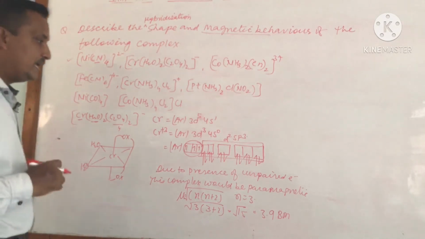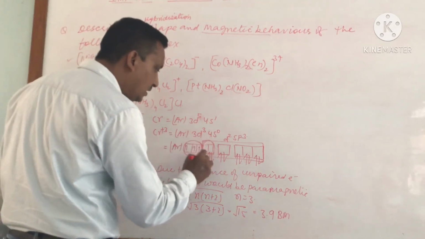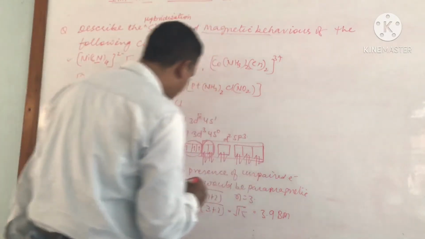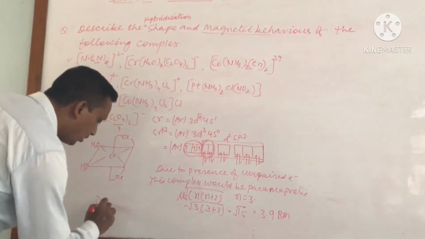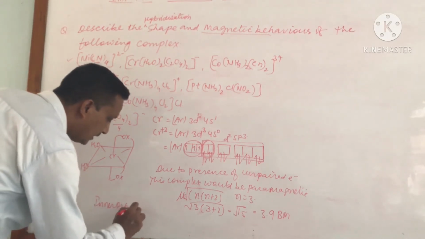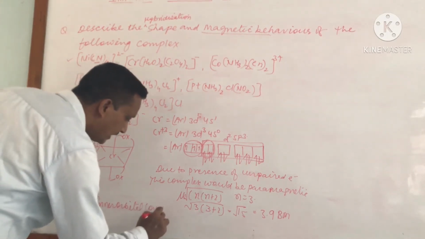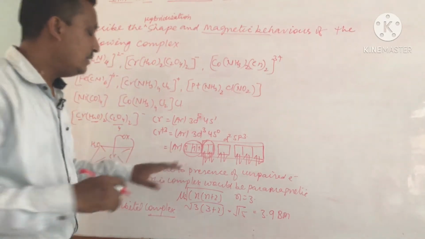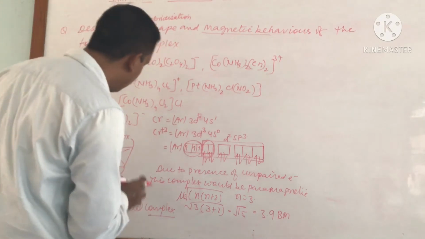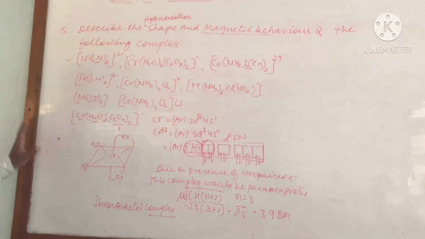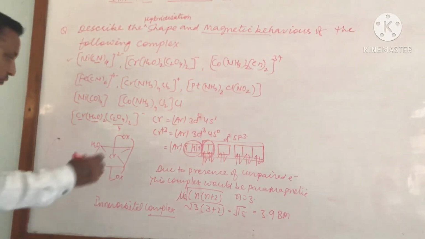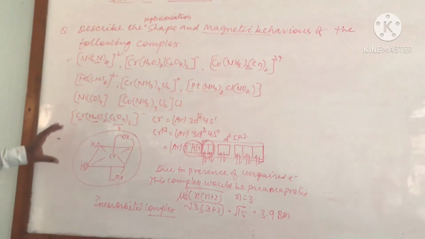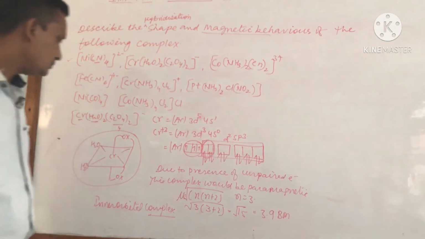And in this complex, because the inner d subshell participates in hybridization, this complex is called an inner orbital complex. Inner orbital complex. Why is this called an inner orbital complex? Because the inner d subshell, or (n-1)d subshell, participates in the hybridization, therefore this is called an inner orbital complex. For this complex we can draw the geometrical isomers of this molecule also.